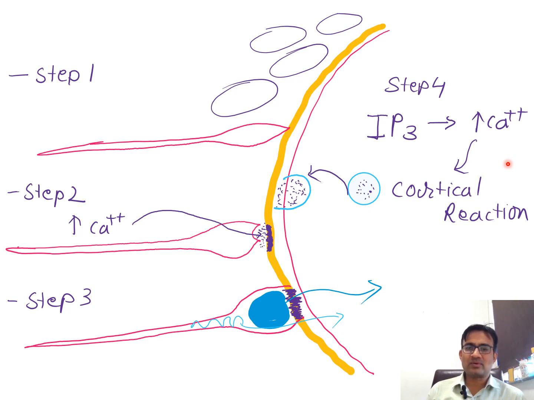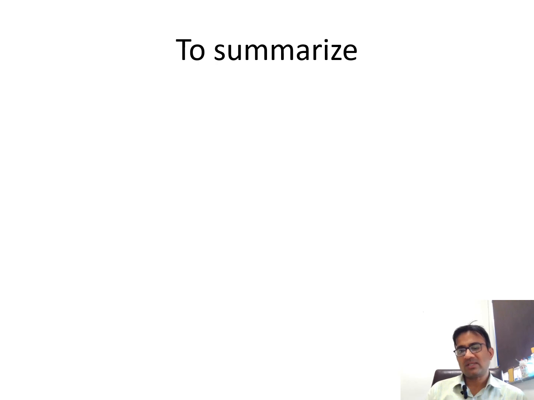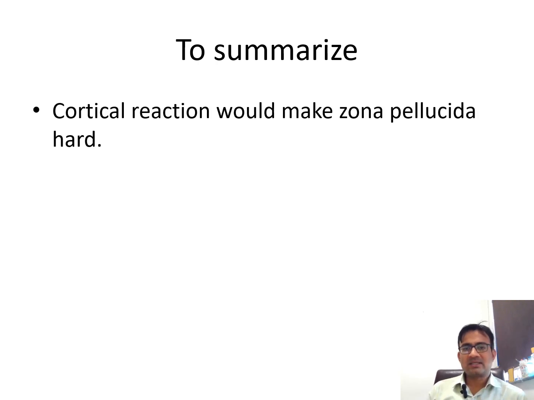This substance is going to fuse with the membrane of the ovum. When it fuses, it will cause the zona pellucida to become hard. Since the zona pellucida has become hard, it will not allow other sperm to enter. Thus, polyspermy will be prevented. To summarize, the cortical reaction is making the zona pellucida hard.